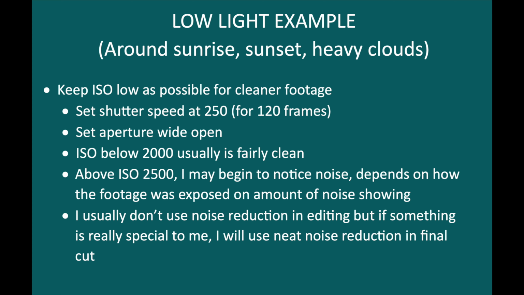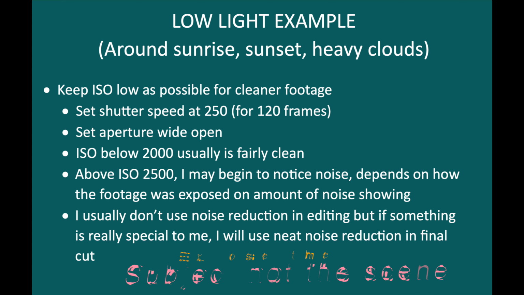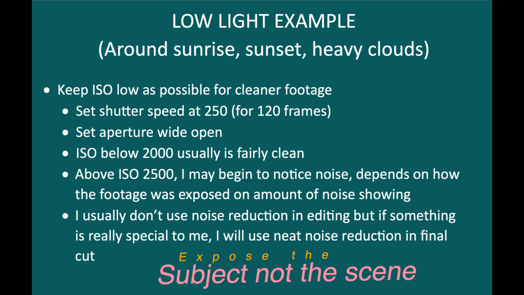Here's what I do in low light. Light that's around sunset, sunrise, or heavier clouds where you're trying to bring the ISO down. Usually, the lower the ISO, the sharper it will look, with less grain. To keep ISO down, set the controls that allow the most light. Set the shutter at 2 times the frame rate, or 250, for 120 frames. Set aperture wide open, the lowest F number.